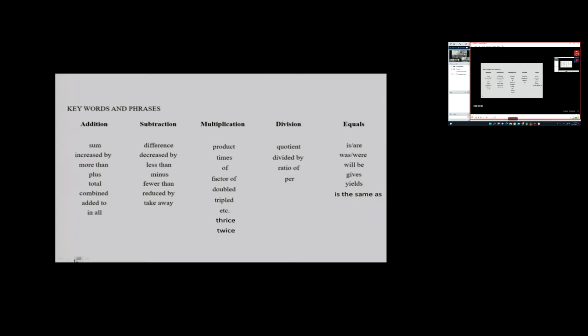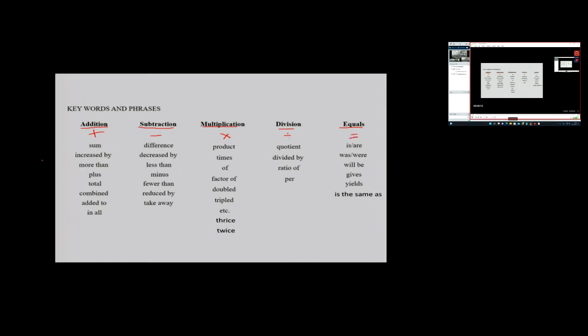So, let us first read the following words. Again, everyone, what is addition? We're dealing with the plus symbol. Now, how about subtraction? Subtraction is minus. Multiplication is times. Division is divided by. And equals is for the equal symbol.